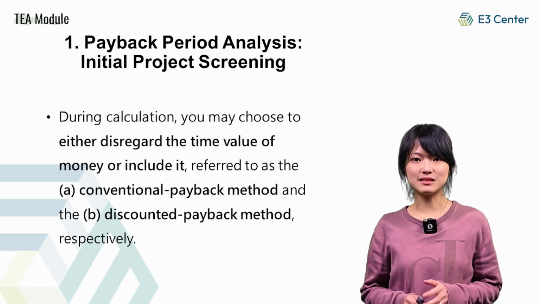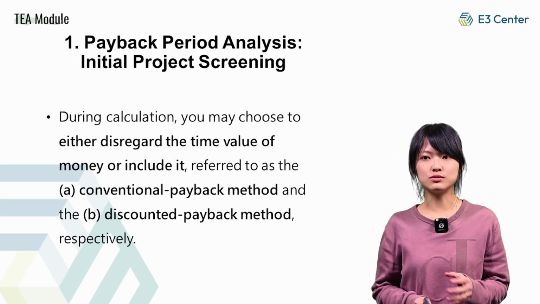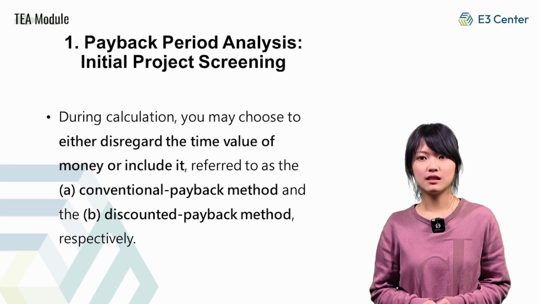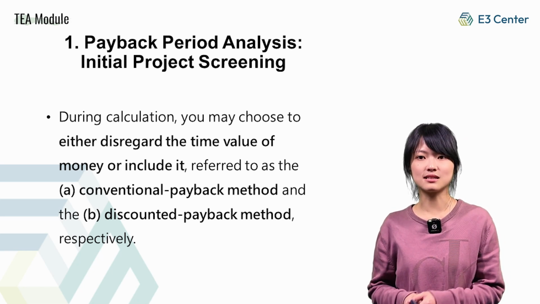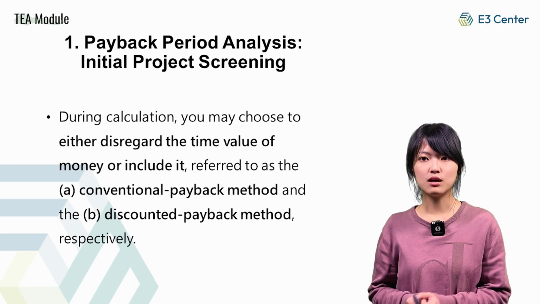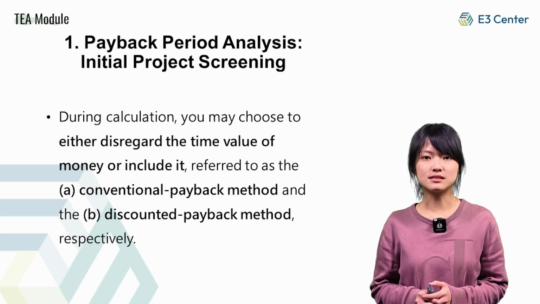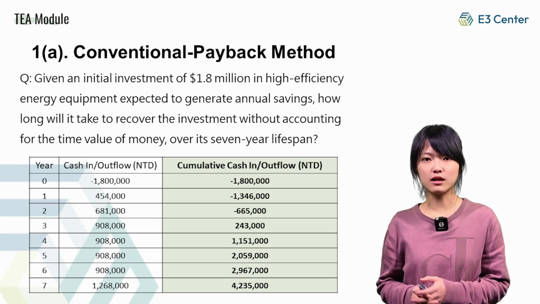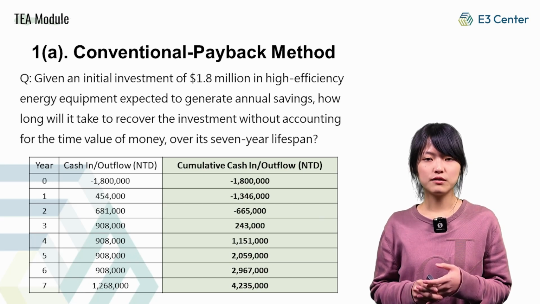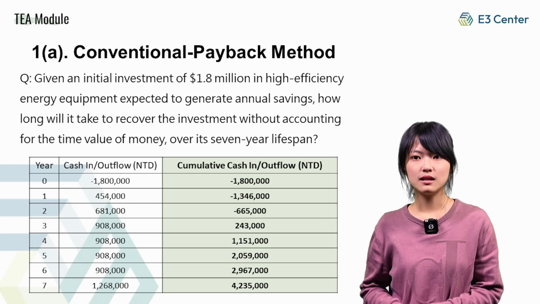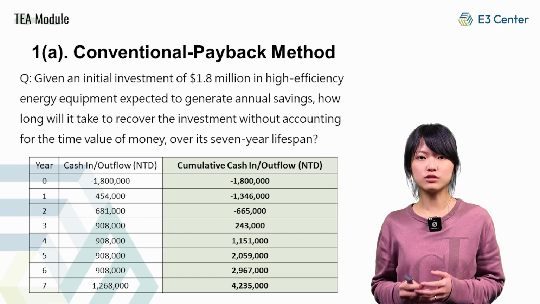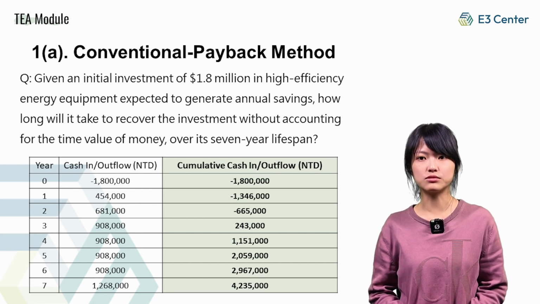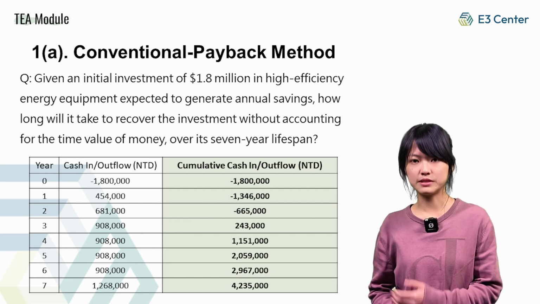In this assessment calculation, you can opt to ignore the time value of money or consider it. The former is known as the conventional payback method, while the latter one is the discounting payback method. The traditional payback period calculation does not account for the time value of money, simply summing all cash inflows and outflows until the total exceeds 0, marking the payback period.